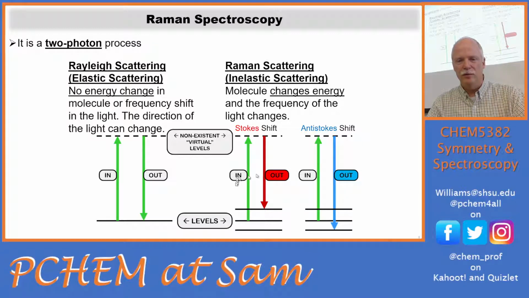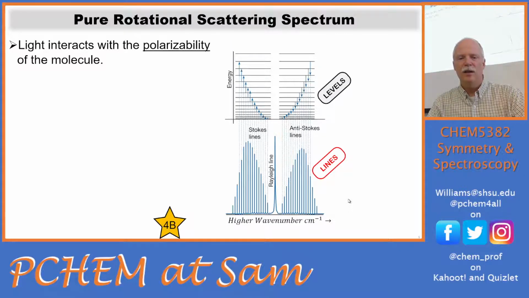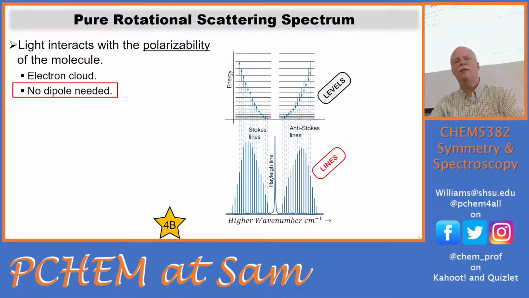We have the incident photon and the scattered photon. We have the Stokes shift, where there's an excitation in the rotational levels, and an anti-Stokes shift, where there's a relaxation in the rotational levels. And so here's the pure rotational Raman scattering spectrum.